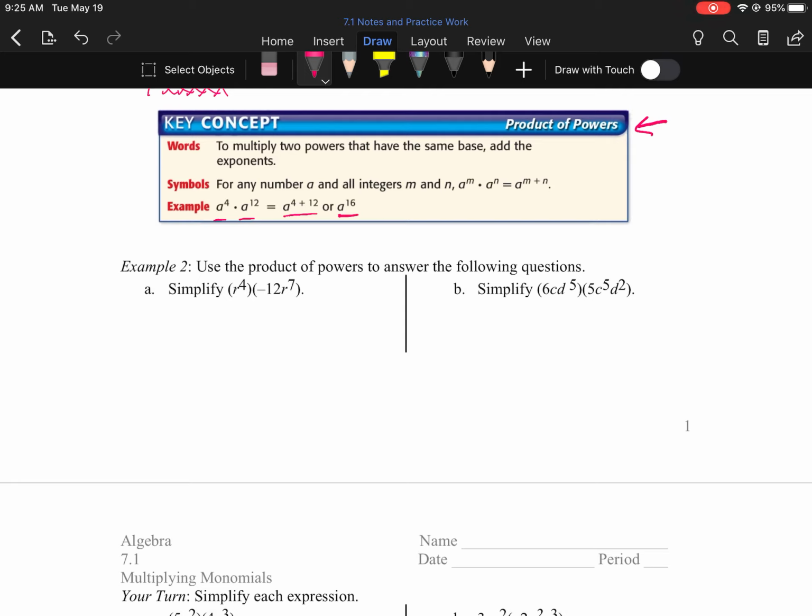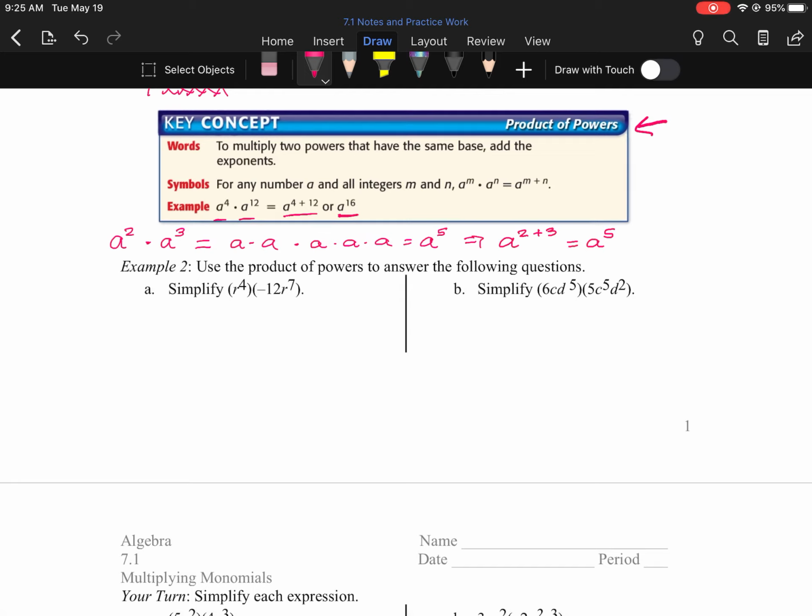So I'm going to pick smaller numbers to show you this. If I do a squared times a cubed, what that means is that I have a squared, a times a cubed, 1, 2, 3. How many a's do we have now? 1, 2, 3, 4, 5. So we get a to the 5th. If I follow the rule, that would be a to the 2 plus 3, and 2 plus 3 is 5. So that's just a quick explanation of that rule.